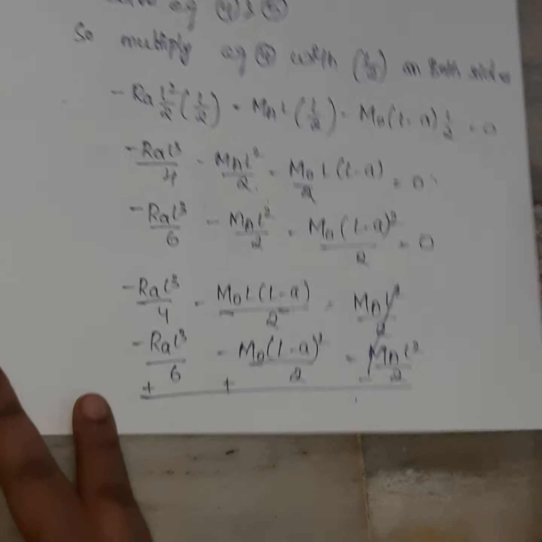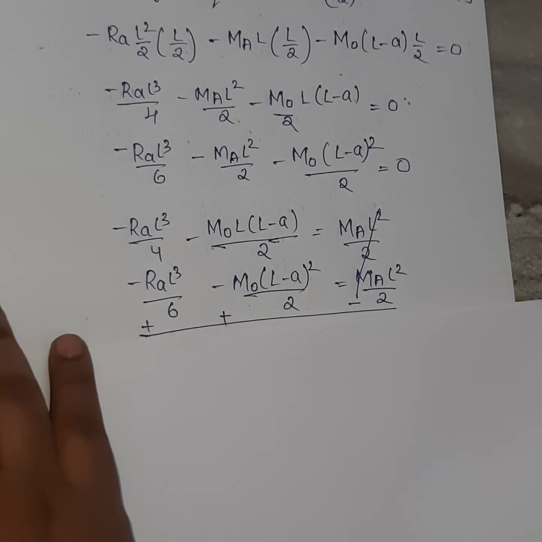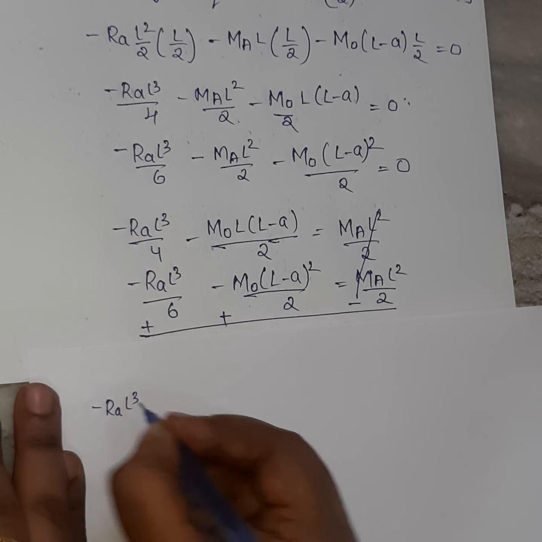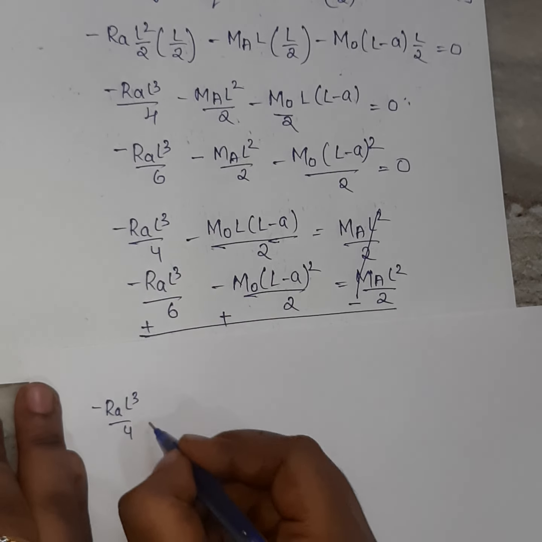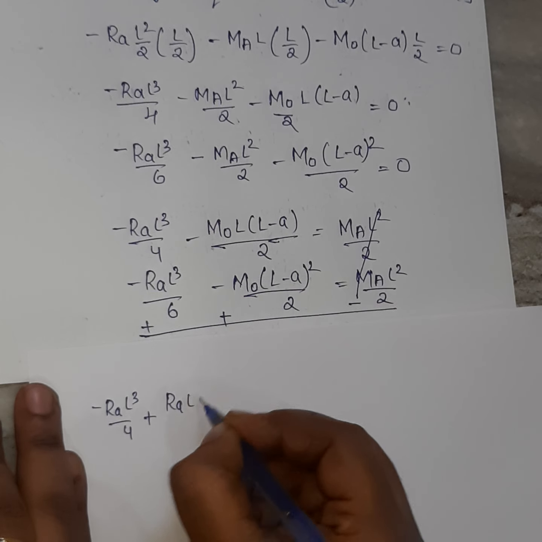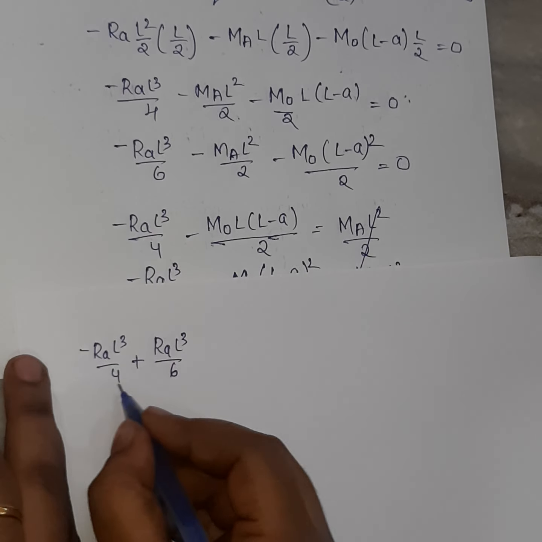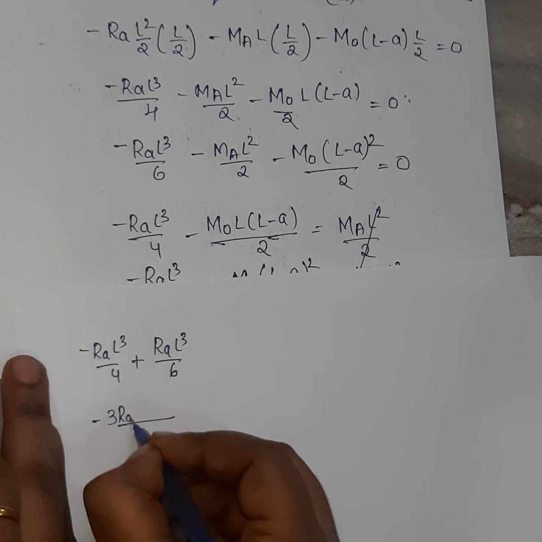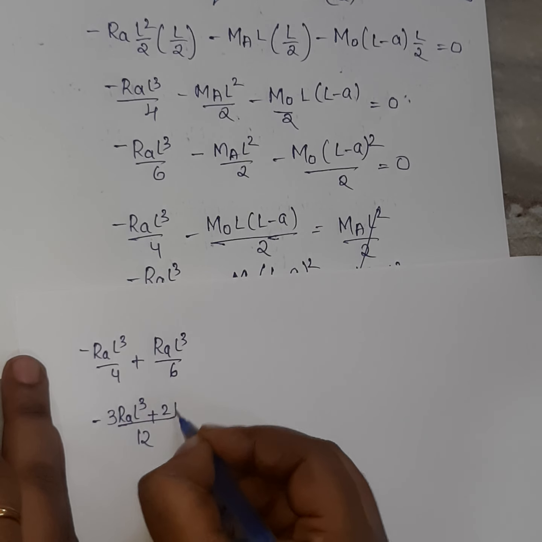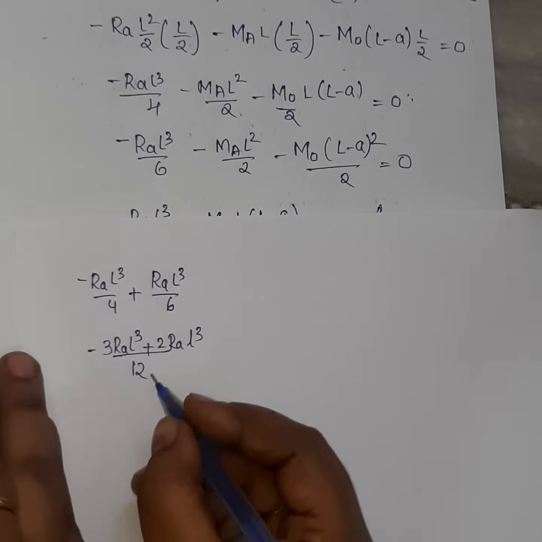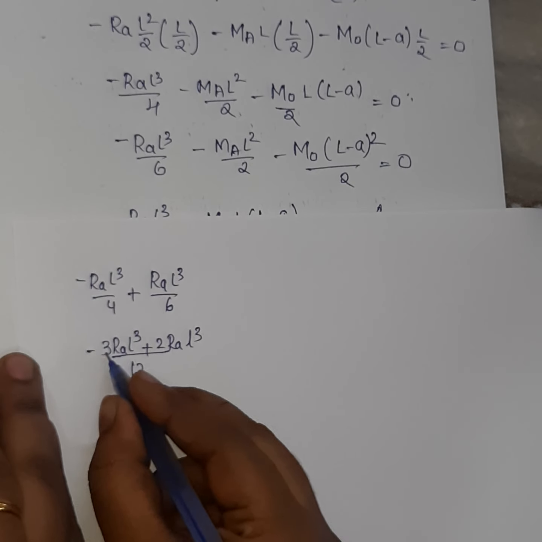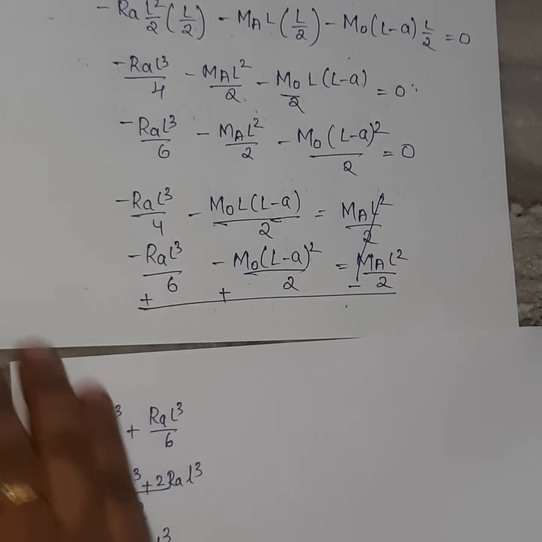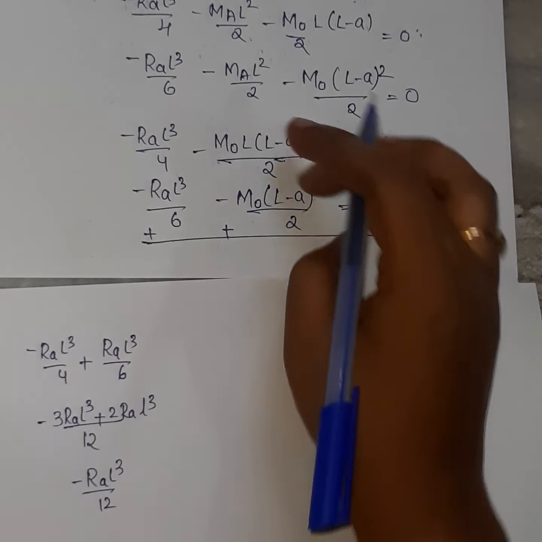On solving, what will you get? Minus RA L cube by 4, and this one is plus RA L cube by 6. The LCM of 4 and 6 is 12. So it is minus 3 plus 2 RA L cube by 12. Minus 3 plus 2 is minus 1. So it is minus RA L cube by 12. Next I am calculating this equation.